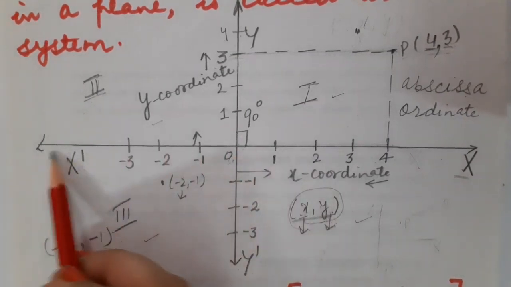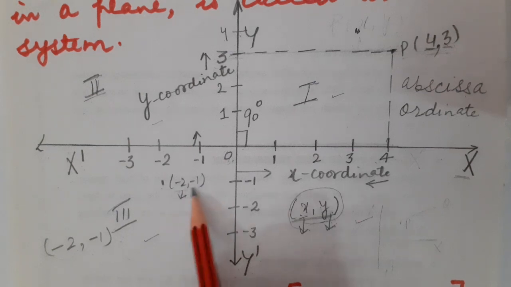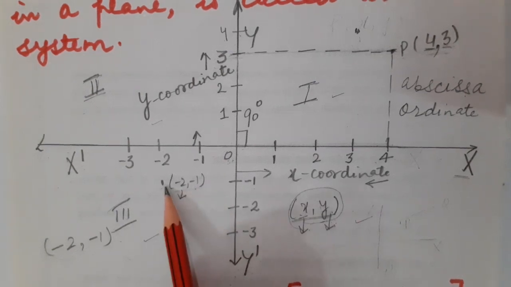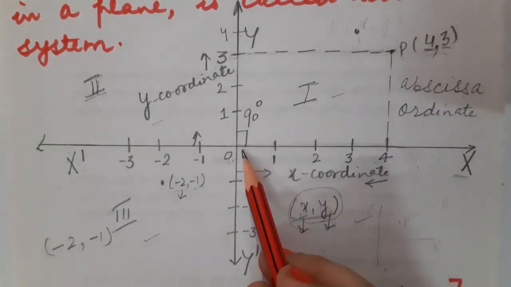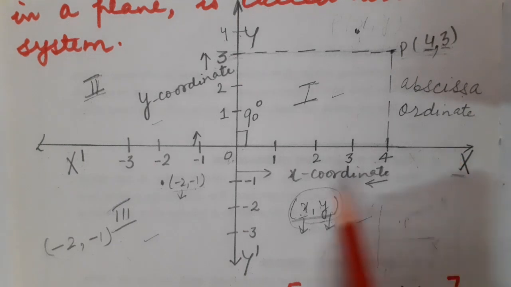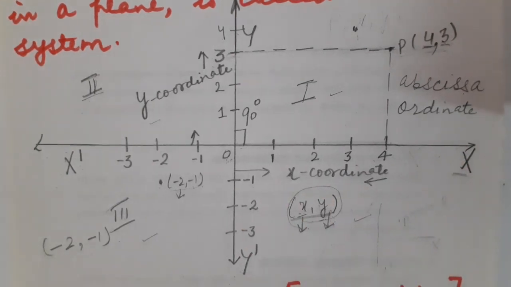So I have to take it over here. This is -2 and this is -1. So what is the position of this very point? This is -2, -1, and it will be plotted over here. Correct, students? And in quadrant number 4, the sign of the x coordinate will be positive, but the ordinate, that is the y coordinate sign, will be negative. Correct? So this was all about the Cartesian system.